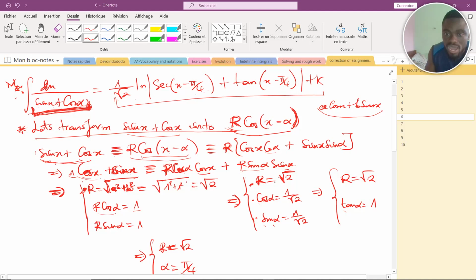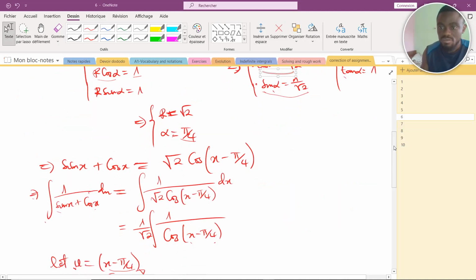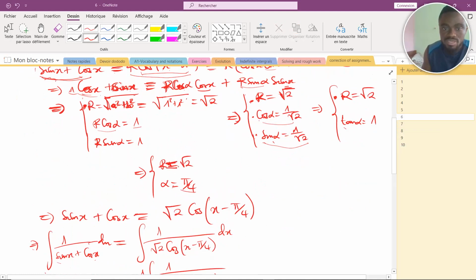This implies that our R will be equal to root 2, and our cos alpha will be equal to 1 all over R. Our R is root 2, so cos alpha equals 1 over root 2. And sine alpha will be 1 all over R, and our R is root 2, so sine alpha equals this. We divide this by this, and we're going to have tan alpha equals 1. From there, R equals root 2 and alpha equals the tan inverse of 1, which is 45 degrees, which is pi on 4.